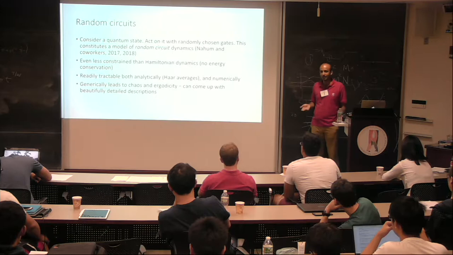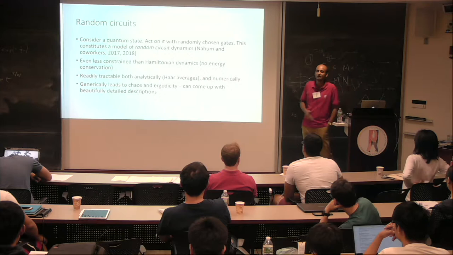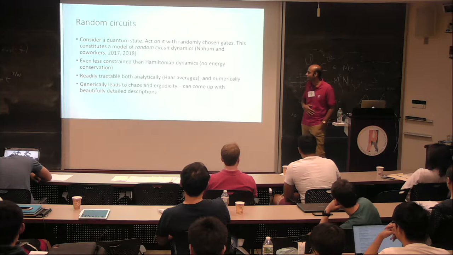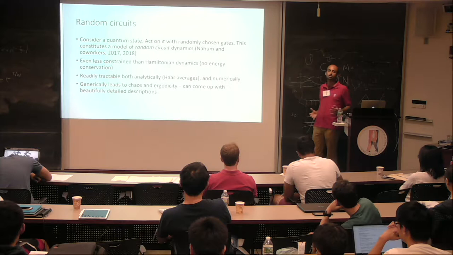If you choose random gates at every step, that's like Hamiltonian time evolution with a Hamiltonian which randomly changes in time. And if you have a stochastic Hamiltonian like that, you don't have any energy conservation. Energy conservation is tied to time translation symmetry. So random circuit dynamics is even less constrained than Hamiltonian dynamics because there is no energy conservation in the problem. So it's a minimally structured model for quantum dynamics.